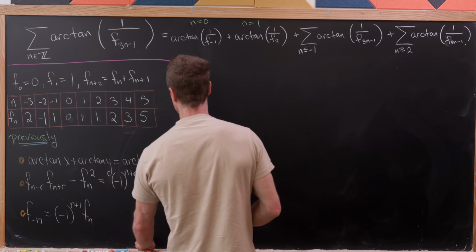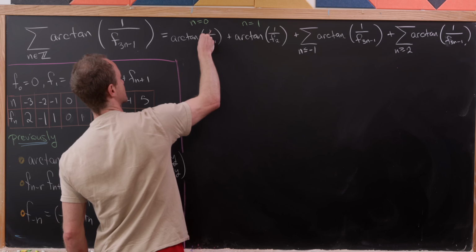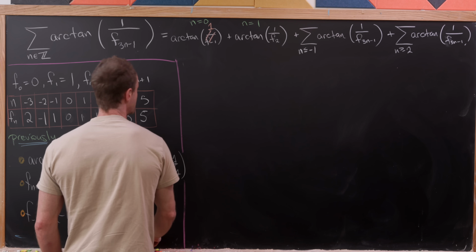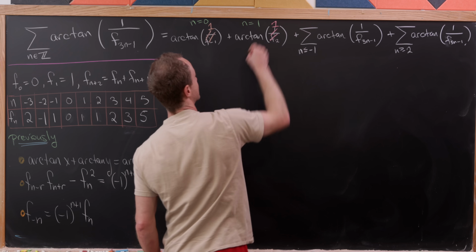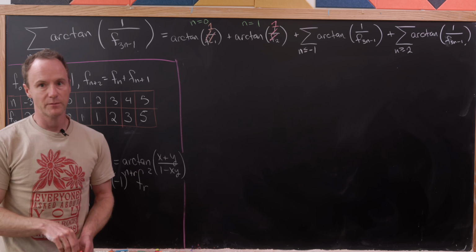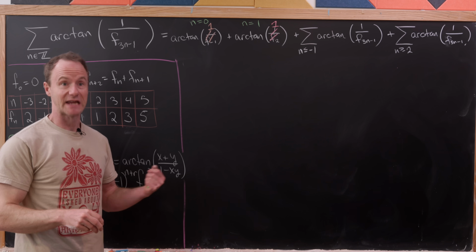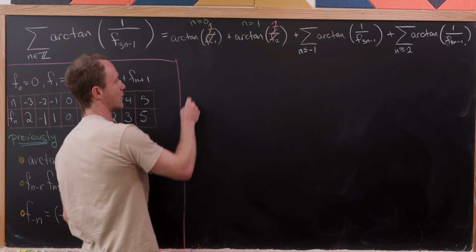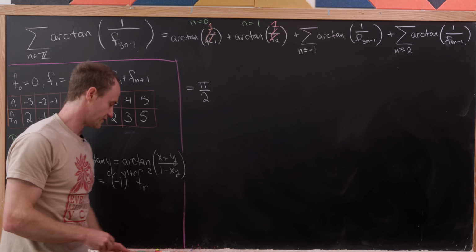Now I'd like to make an observation from my chart over here, and that is f sub minus 1 is 1, so we can replace that with arctan of 1. F sub 2 is also 1, so I can replace that with the inverse tangent of 1. But it's well known that the inverse tangent of 1 is pi over 4. That's because tangent of pi over 4 is 1. So we have pi over 4 plus pi over 4 giving us pi halves. So we've got pi over 2 there.